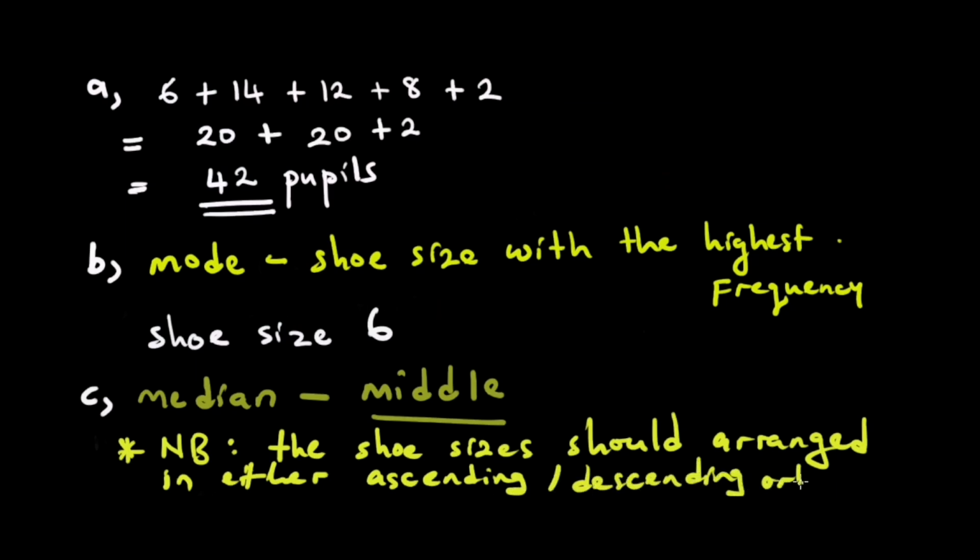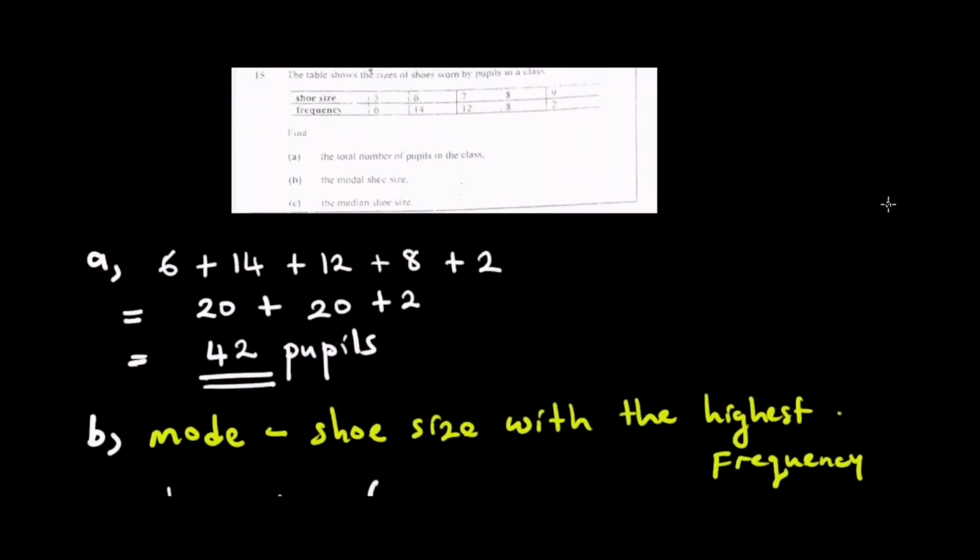Ascending or descending order. This is a very important fact. Let us demonstrate using the table. So that's our table. Finding the median shoe size. Before we find the median shoe size, we should make sure that the shoe sizes are arranged in either an ascending or descending order.